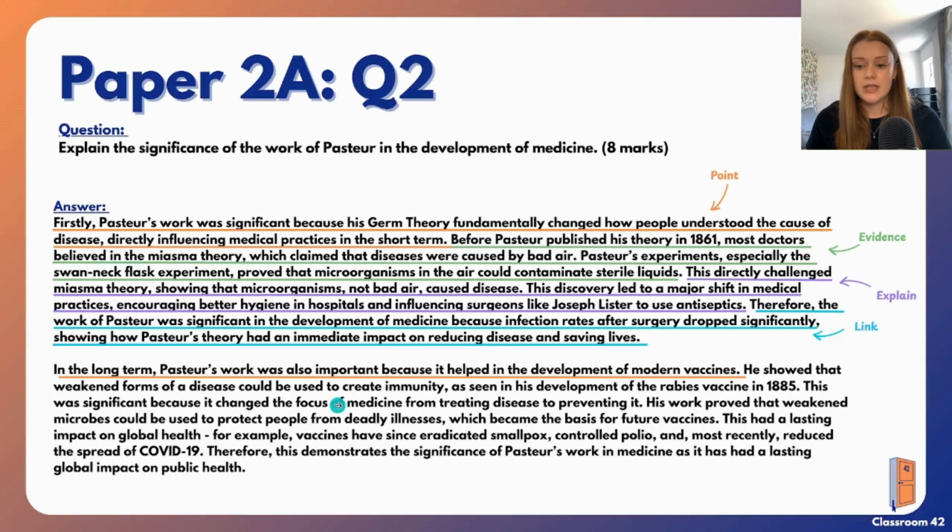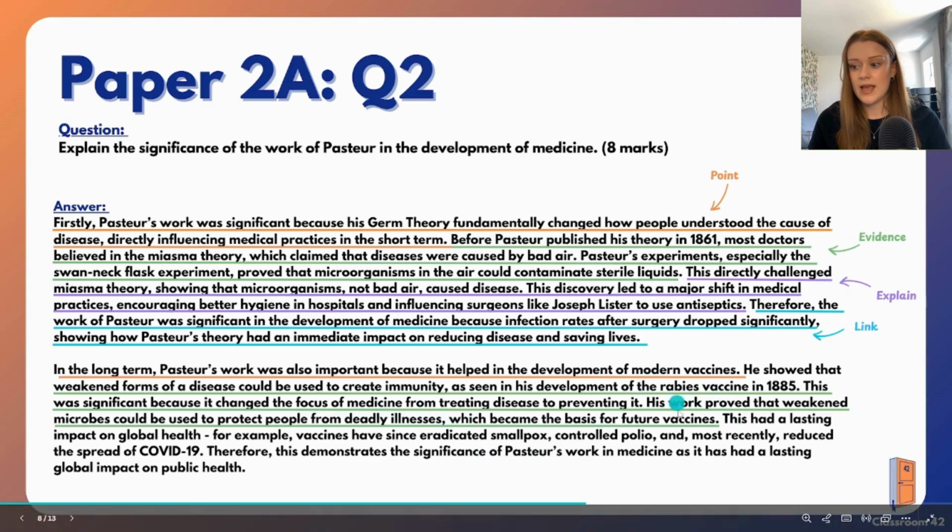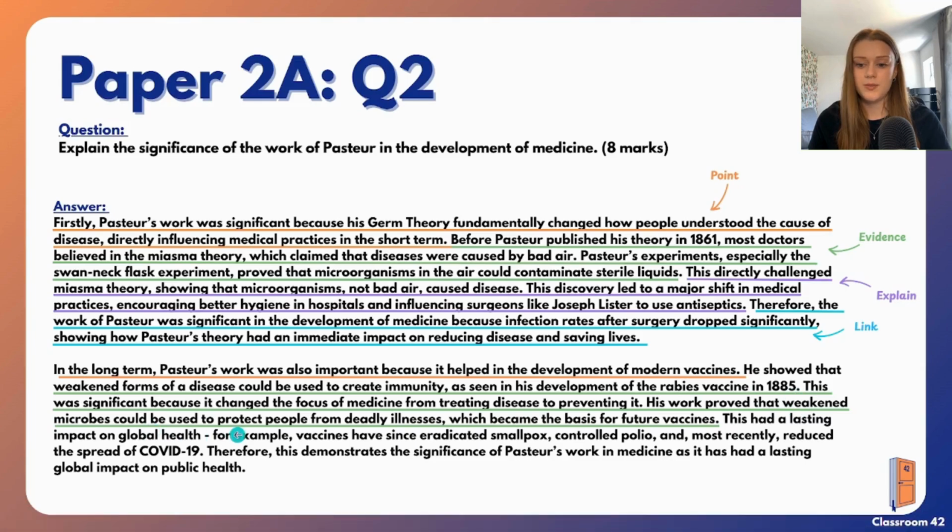Then we're going to give our second point. So in the long term, Pasteur's work was also important because it helped the development of modern vaccines. So that is our long-term point. Then we're going to give our evidence. So he showed that weakened forms of disease could be used to create immunity, talking about the rabies vaccine and how it was significant in changing the focus of medicine from treating disease to preventing it. And then we're saying how his work proved that weakened microbes could be used to protect people from deadly illnesses, which became the basis for future vaccines.